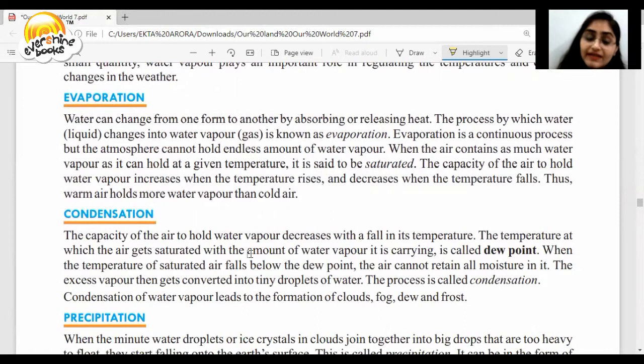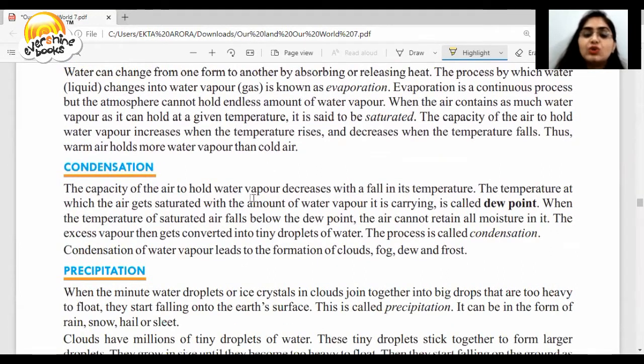What is condensation? The capacity of the air to hold water vapor decreases with the fall in its temperature. The temperature at which the air gets saturated with the amount of water vapor it is carrying is called dew point. So when the temperature of saturated air falls below the dew point, the air cannot retain all the moisture in it. The excess water vapor then gets converted into tiny droplets of water. This process is called condensation. And this leads to the formation of clouds, fog, dew, and frost.